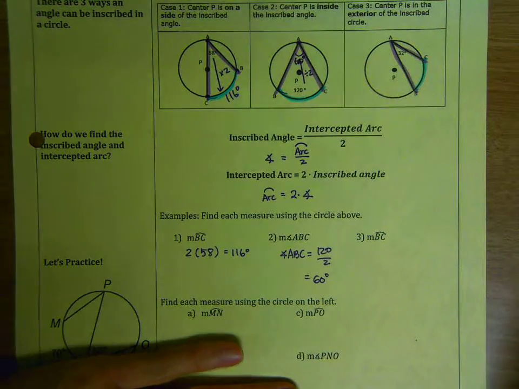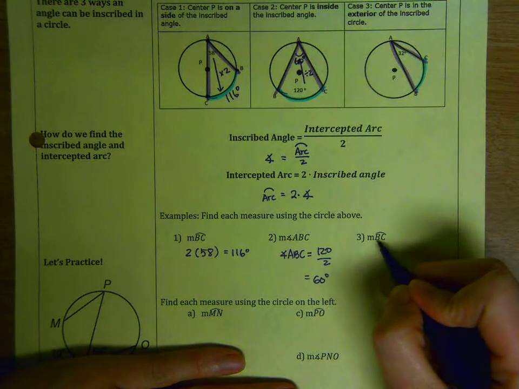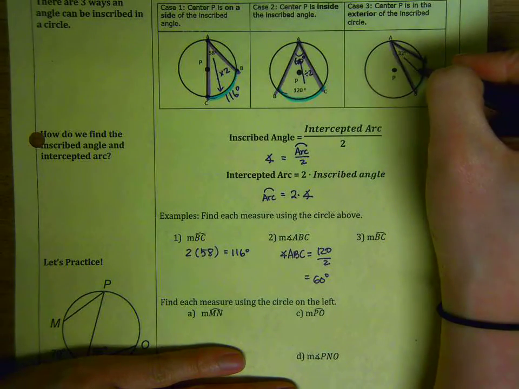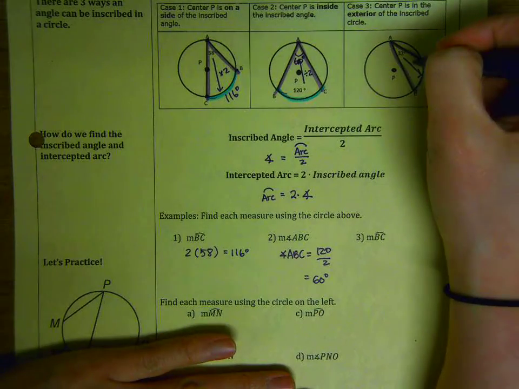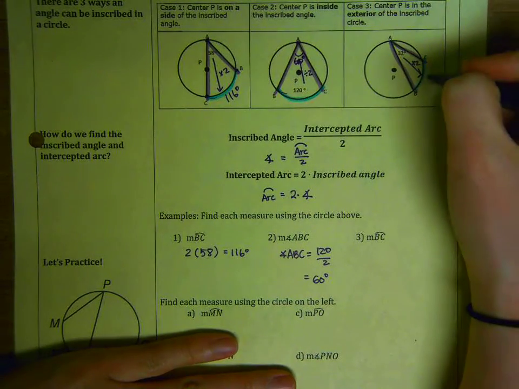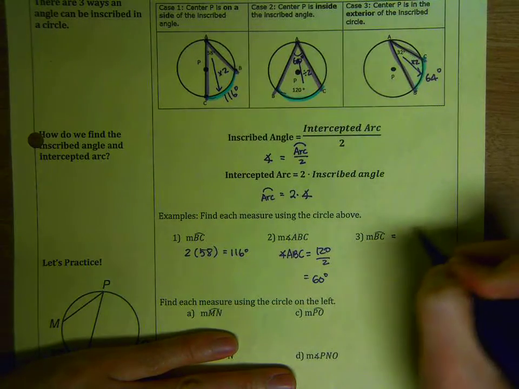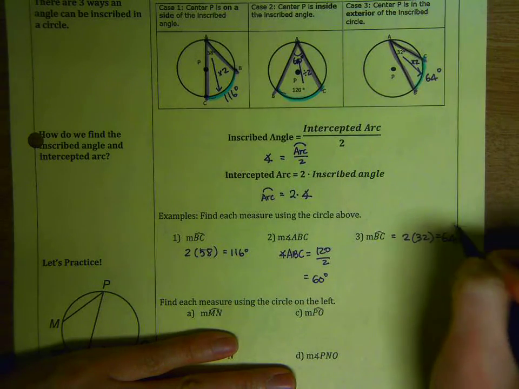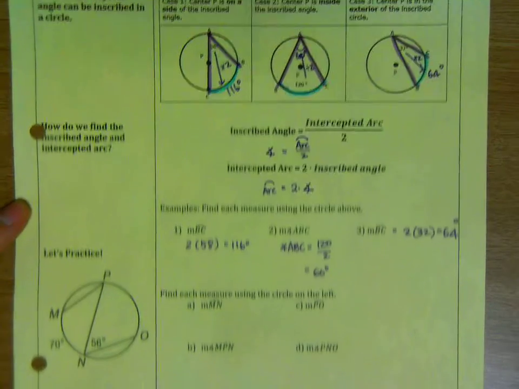All right, the last question is to find the measure of arc BC. We have a central angle. Now remember, we're going outward, it's getting bigger, so we have to times 2. I can still write out the steps: 2 times 32, that is 64 degrees. Okay? All right, so we're going to do practice.